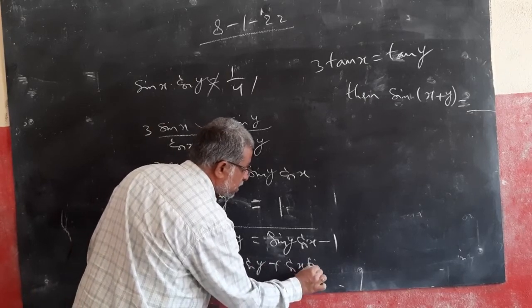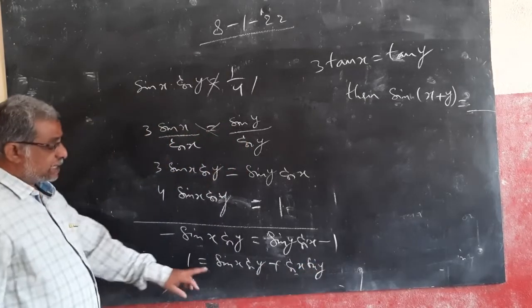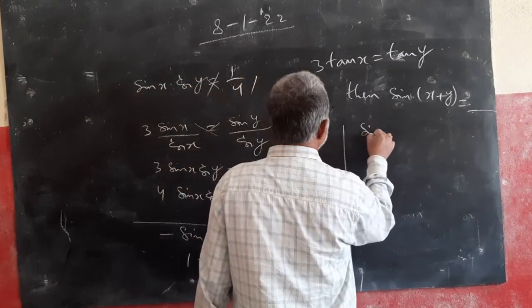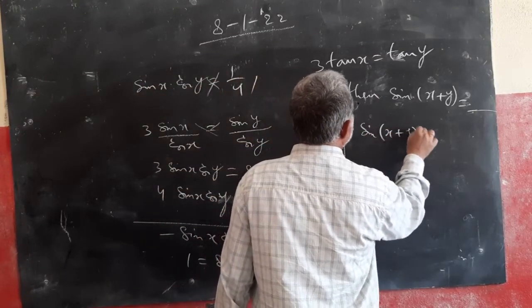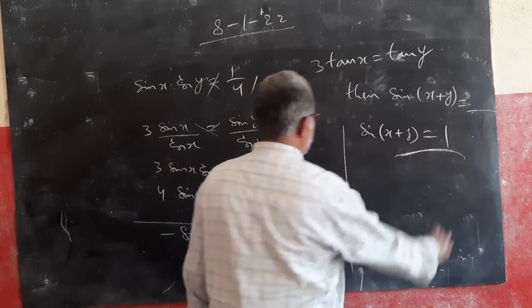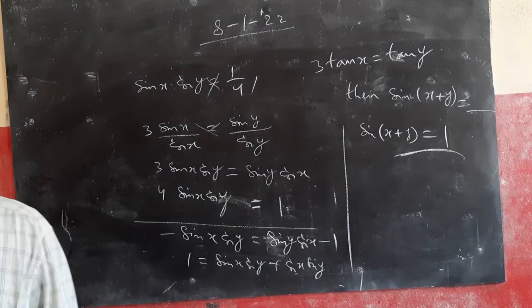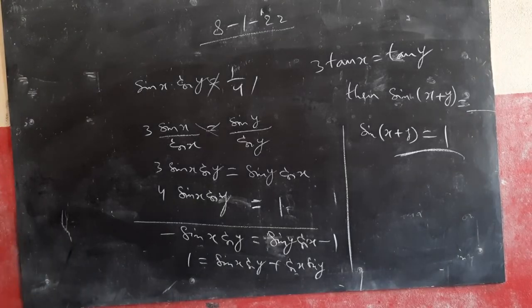Cos x sin y plus sin x cos y is nothing but sin of (x plus y), so sin of (x plus y) equal to 1. He is asking sin of (x plus y) only. So this is how we will solve all these types of equations. Sin of (x plus y) equal to 1, that is what he is asking. We got the result finally.